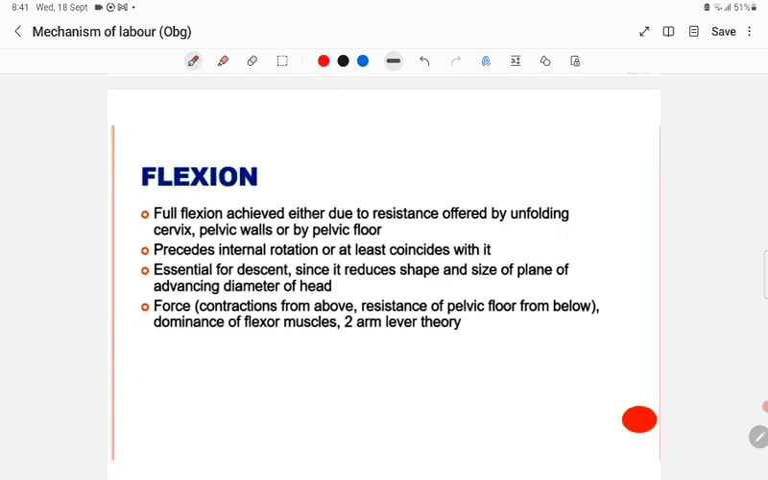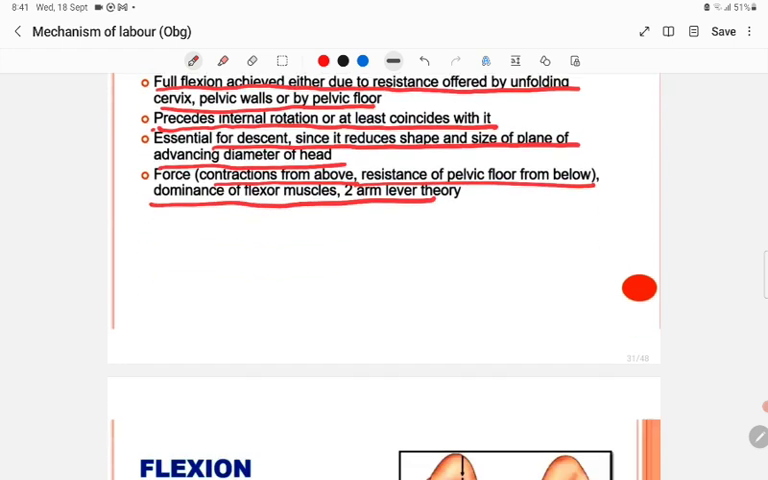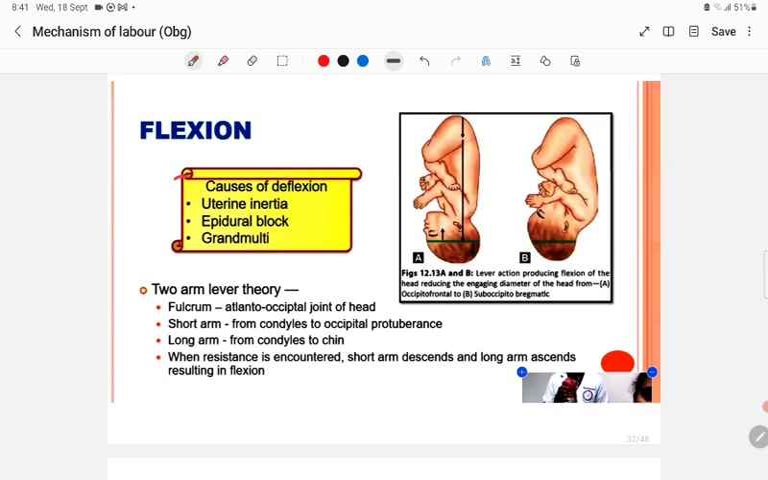Then engagement, descent, then flexion. Full flexion is achieved due to resistance offered by the unfolding cervix, pelvic wall, or pelvic floor. Flexion precedes internal rotation, or at least coincides with it. It is essential for descent since it reduces the size of the plane of the advancing diameter of the fetal head. The force of contraction from above and resistance of the pelvic floor from below, and the dominance of flexor muscles, the two-arm lever theory, cause flexion. Causes of deflexion are uterine inertia, epidural block, and grand multipara.